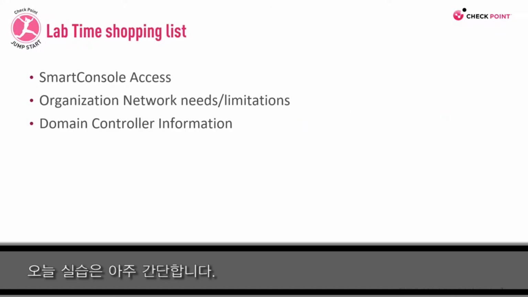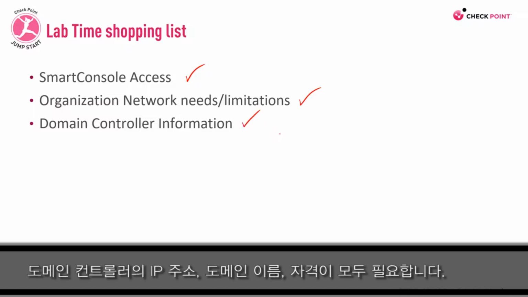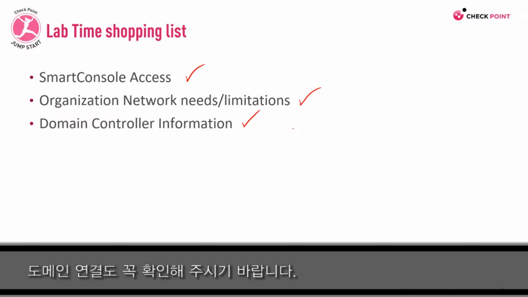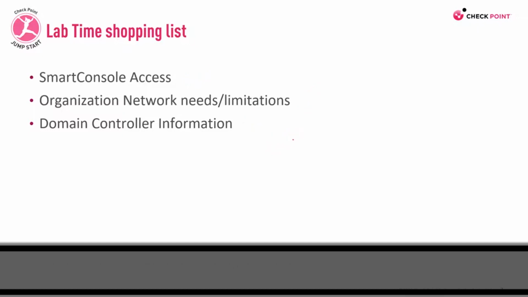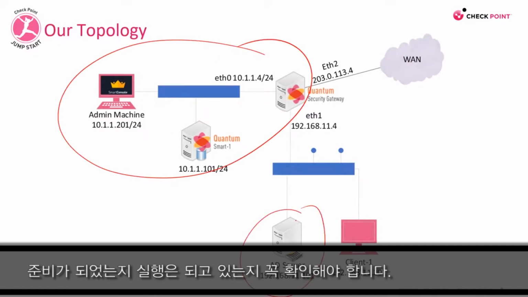This demo is going to be really simple. You will need to have Smart Console access, your organizational needs, and information about your domain controller, its IP address, the domain name, the credentials, of course, and to make sure that you do have connectivity to it. Besides my management network, I'll also need the AD server, and you'll need to verify that it's running and ready.